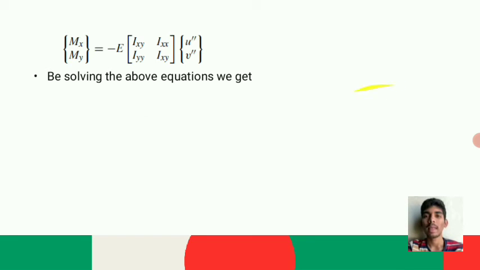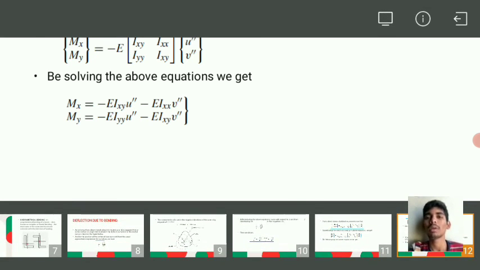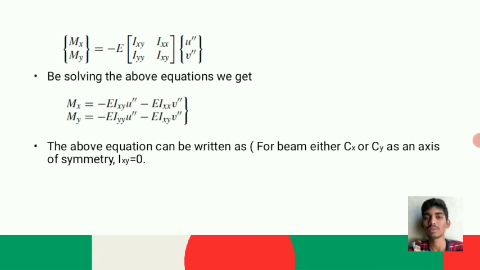That is, Mx is equal to minus E Ixy u double dash minus E I about xx section into v double dash, and My is equal to minus E Iyy u double dash minus E Ixy v double dash. The above equation can be written in a rearranged form.